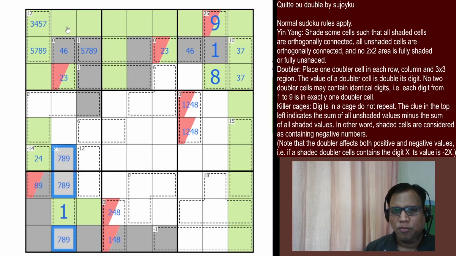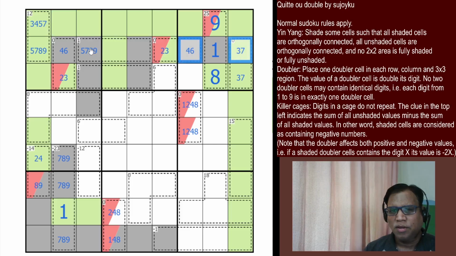Can I just simply put all the digits there? I don't think that will be useful. Hmm. 2 is one of this, right? I don't see 2 anywhere. So 2 is definitely one of this.